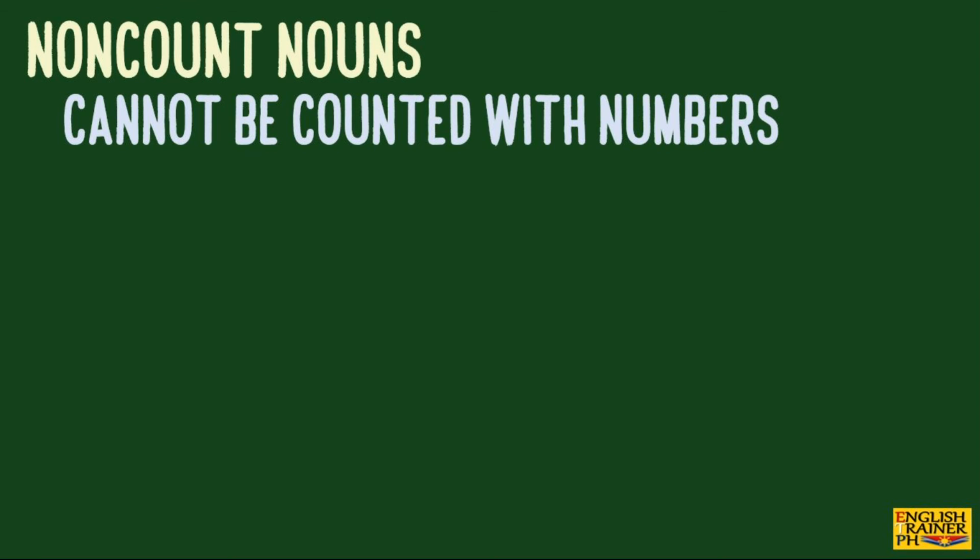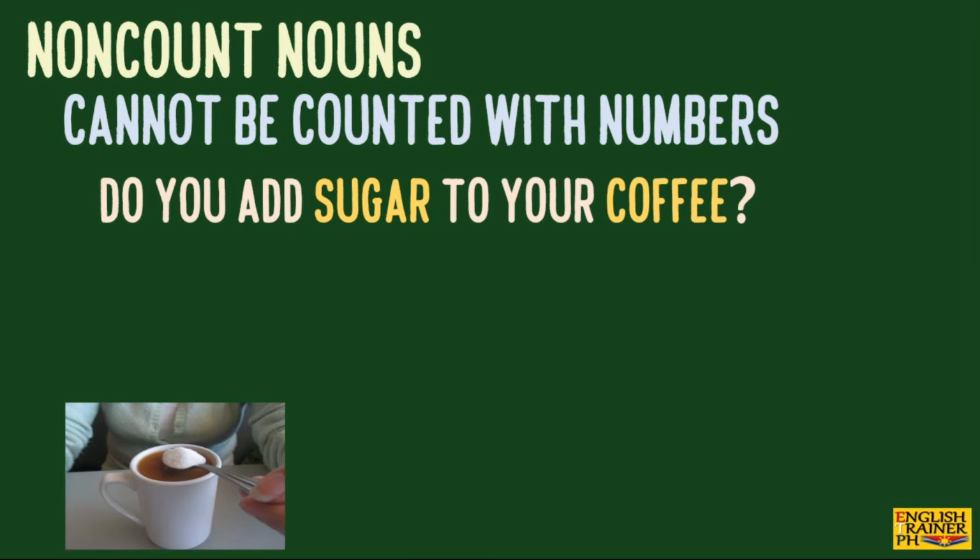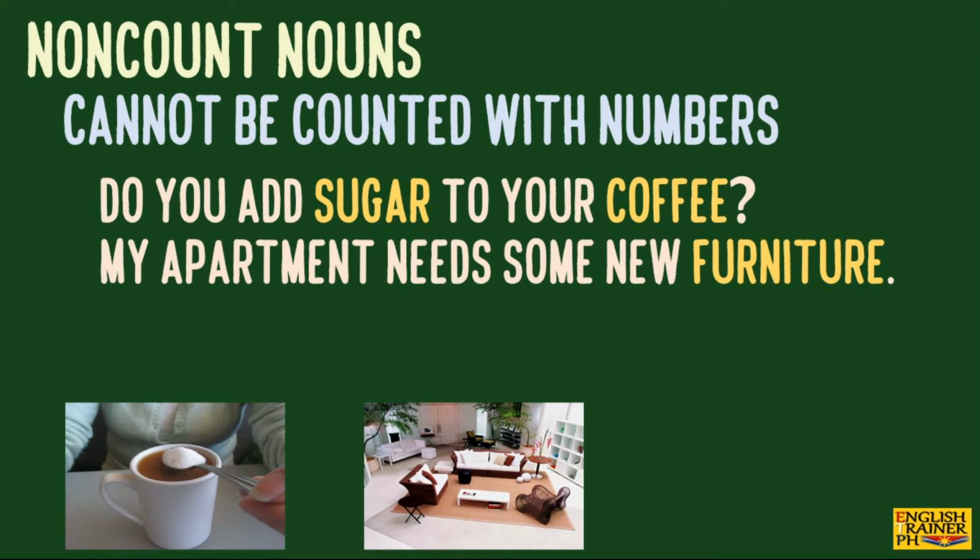For non-count nouns, you cannot put a number before the noun. In the first example, do you add sugar to your coffee? Both sugar and coffee are non-count nouns because they are impossible to count in powder form. My apartment needs some new furniture. Furniture is like the general category for things like tables, chairs, lamps, desks, and so on.